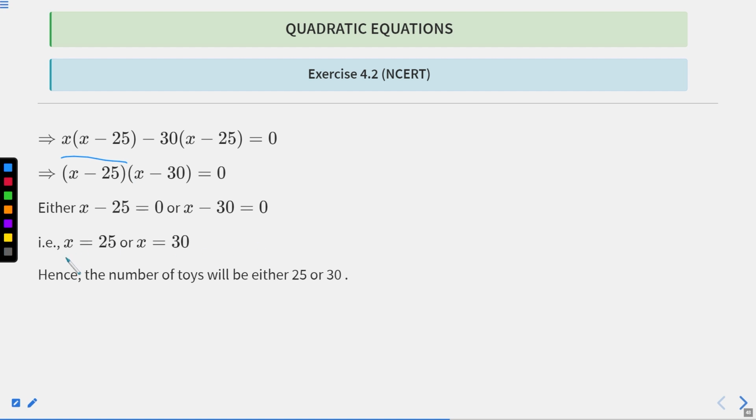That is, x is equal to 25 or x is equal to 30. So hence the number of toys will be either 25 or 30.